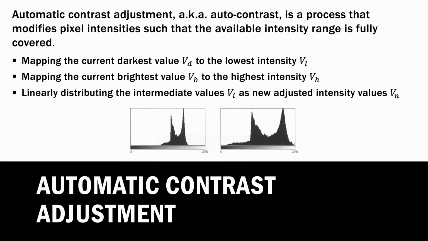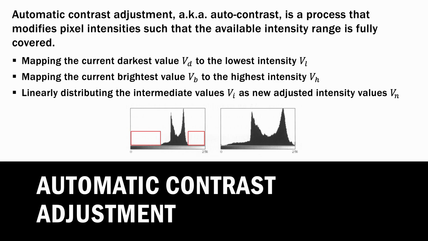Automatic contrast adjustment, often called auto contrast, is a process that enhances an image by making full use of the available intensity range. The idea is simple. Instead of leaving parts of the spectrum unused, we stretch the pixel values so that the entire range from dark to bright is covered. Let's look at the histogram on the left. This represents a low-contrast image.